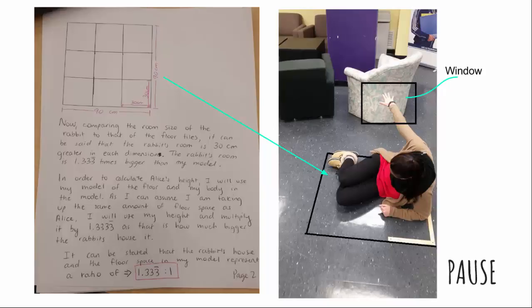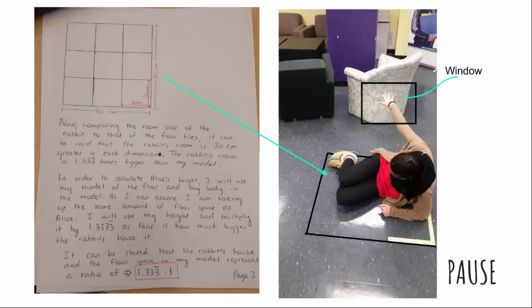I used floor tiles on the floor and calculated that each tile was 30 centimeters in length, and because there were 3, that would make it 90 centimeters by 90 centimeters. The rabbit's room was 120 centimeters, so the difference is 30 centimeters, meaning the rabbit's room is actually 1.333 times bigger than my model.